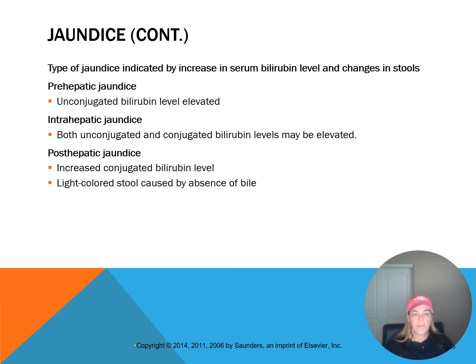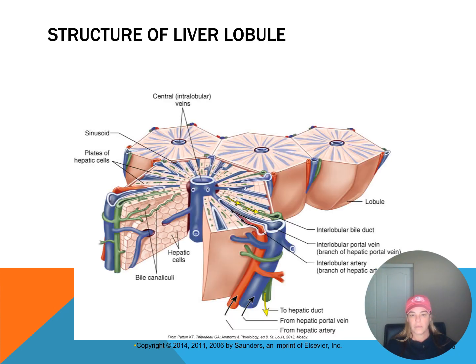So the type of jaundice, again, the blood test will tell us what type of jaundice you have, and also the changes in stools can also be indicating what type of jaundice you have. So this is just a nice cross section of the liver and ducts.